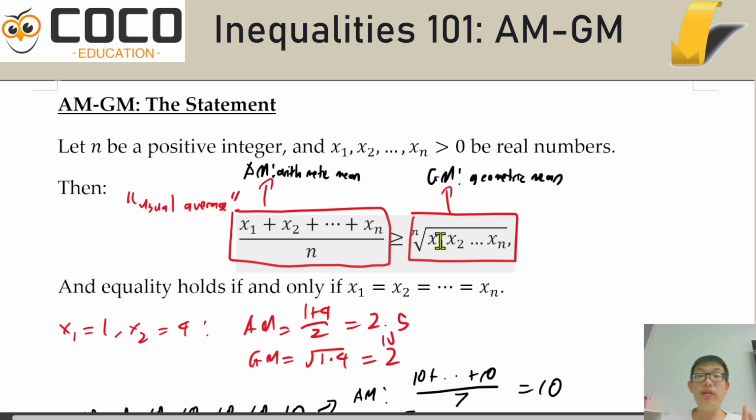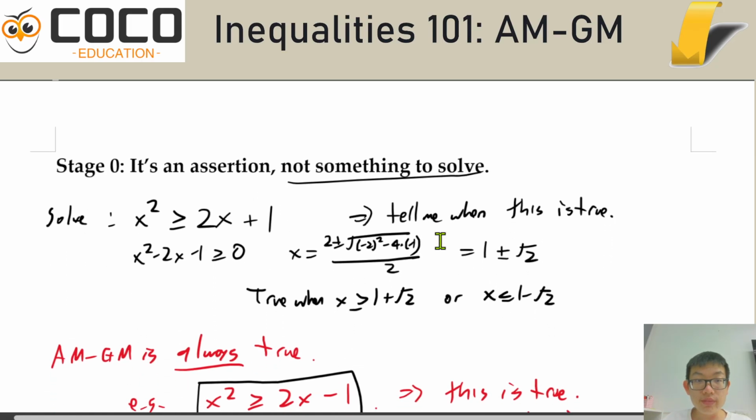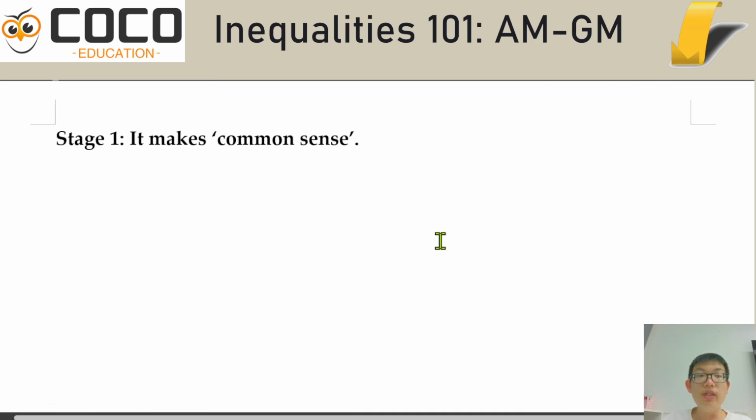It turns out that magically, the first quantity is always bigger than the second quantity, meaning that of these two different ways of calculating average, the first one's always bigger. This makes more sense than you think.